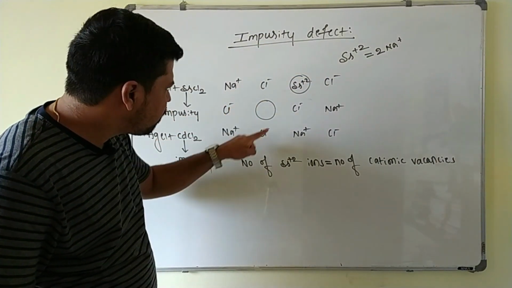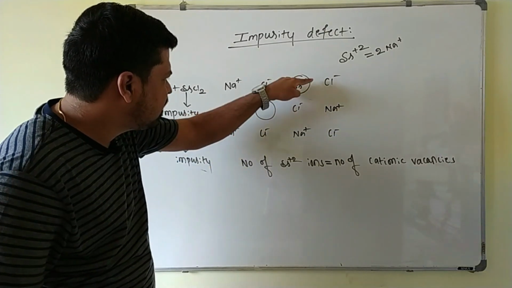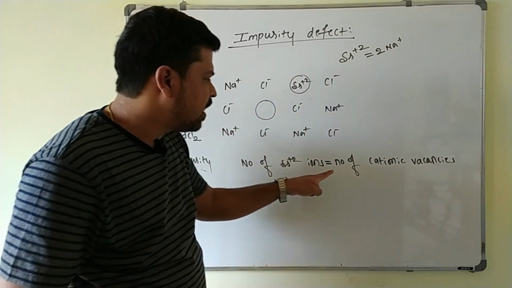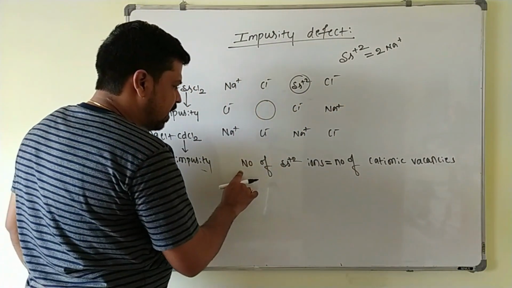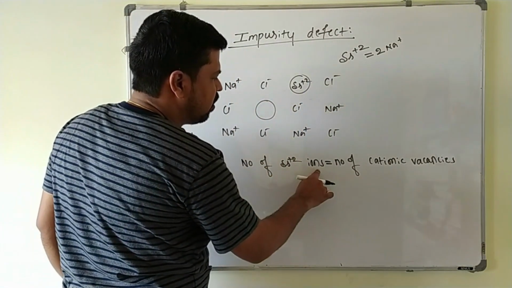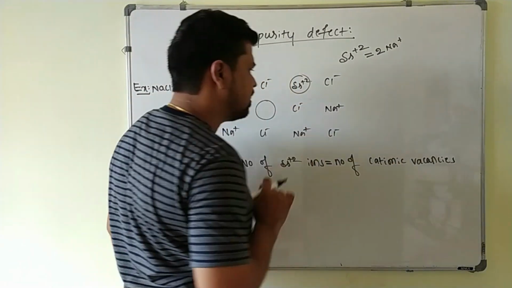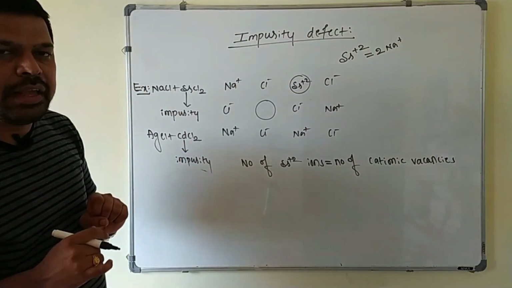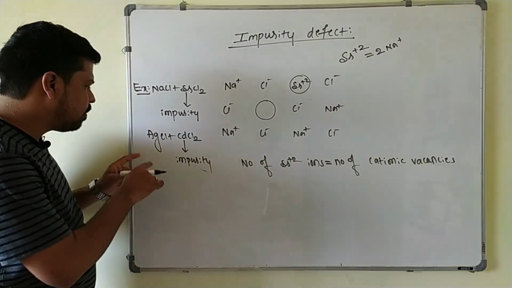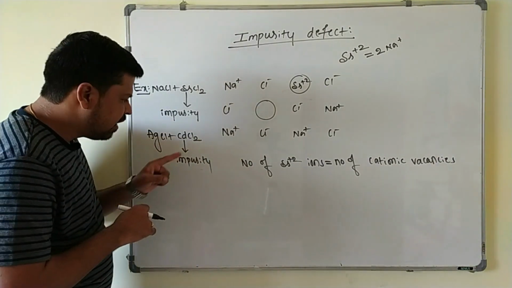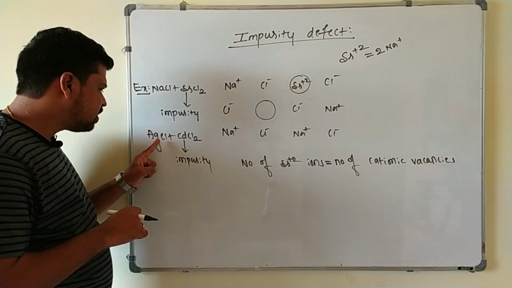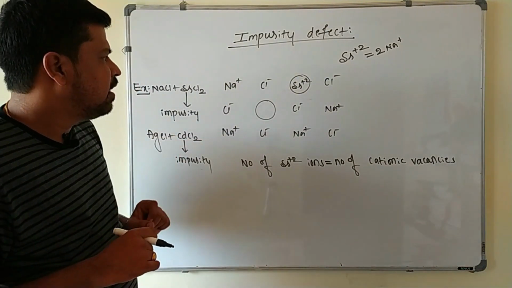So the number of Sr2+ ions present in the crystal will be equal to the number of cationic vacancies produced. Yes or no? So we can write that the number of Sr2+ ions will be equal to the number of cationic vacancies produced. This is the impurity defect. Another example is AgCl containing cadmium chloride as the impurity. In this one, the Cd2+ ion displaces 2 Ag+ ions. Like that it will continue.